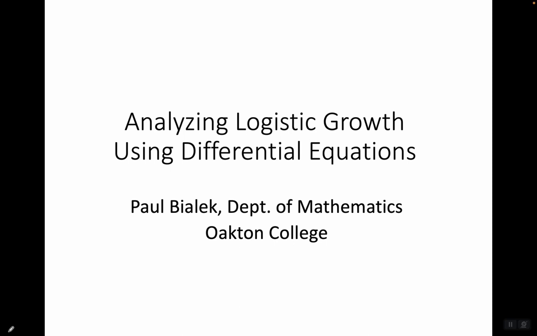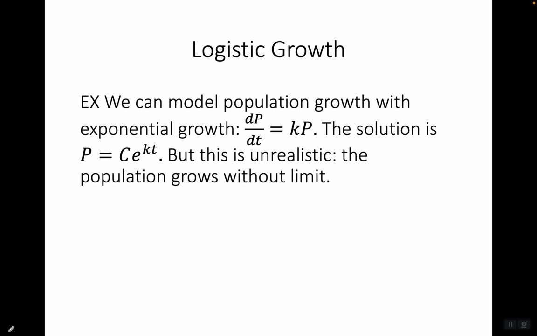Let's talk about analyzing logistic growth using differential equations. We can model population growth with exponential growth. This differential equation, dp/dt equals k times p, has this solution: p equals c e to the kt. In other words, exponential growth. But this is unrealistic. The population grows without limit.